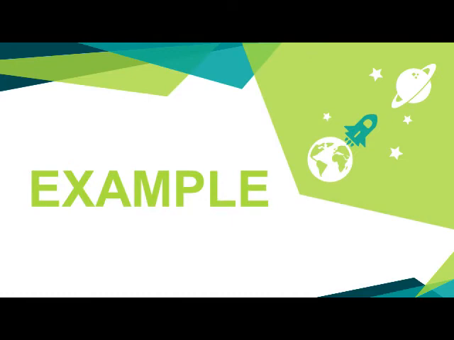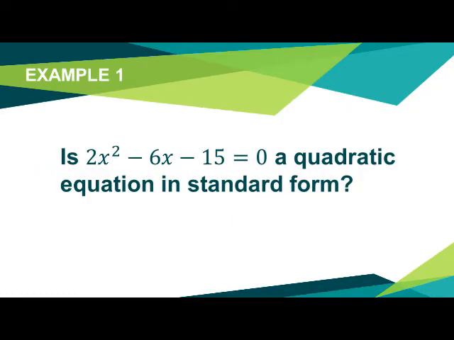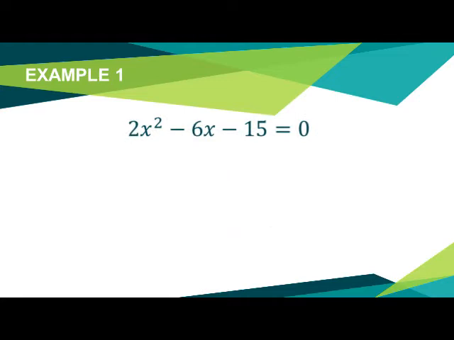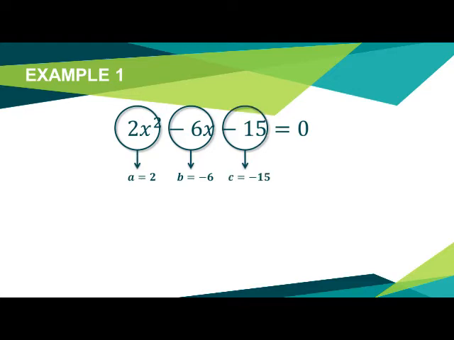Like for example, is 2x squared minus 6x minus 15 equals 0 a quadratic equation in standard form? The answer is yes. 2x squared minus 6x minus 15 is equal to 0 is in standard form, where a is equal to 2, b is equal to negative 6, and c is equal to negative 15.